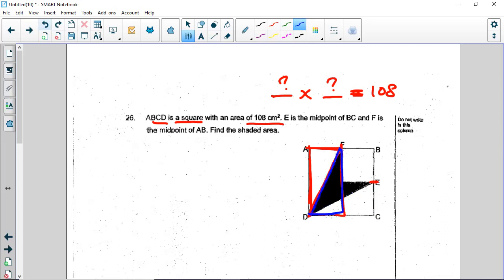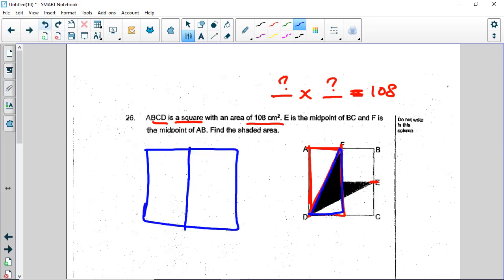So what will you get? You will get a square that will look something like this. So where is the unshaded? The unshaded is here. This is your unshaded, which is made of what? Made of 2 unshaded triangles. And where's the unshaded square? The unshaded square is what you see over here. Then where must be the shaded part? The shaded part must be here.